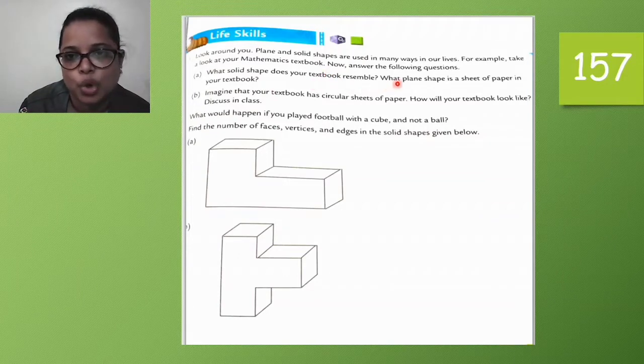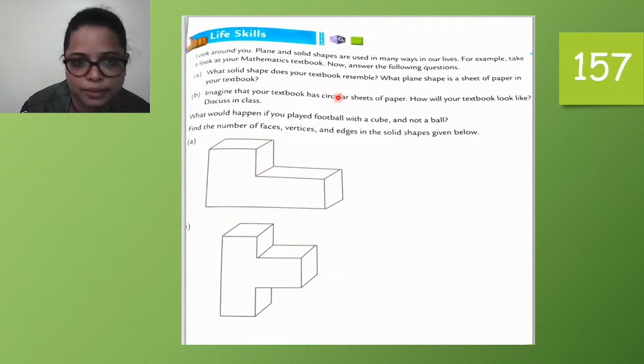Second question. What plane shape is a sheet of paper in your textbook? Yes, it's the shape of a rectangle. So after the comma, write down the second answer: rectangle.